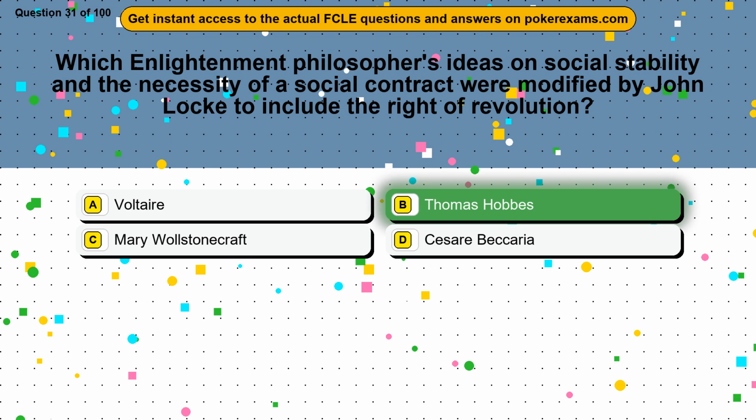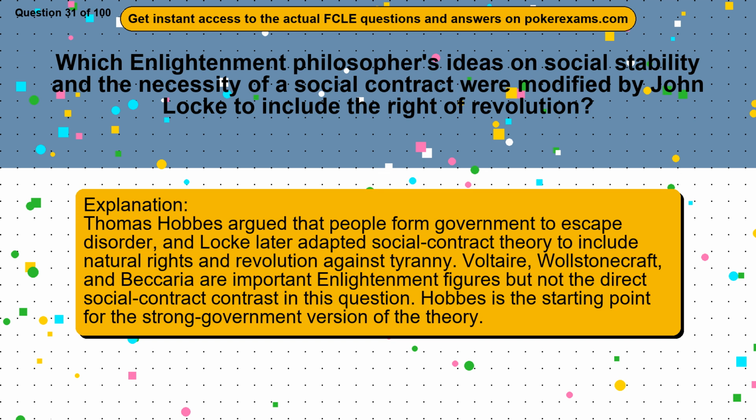Thomas Hobbes. Thomas Hobbes argued that people form government to escape disorder, and Locke later adapted social contract theory to include natural rights and revolution against tyranny. Voltaire, Wollstonecraft, and Beccaria are important Enlightenment figures but not the direct social contract contrast in this question. Hobbes is the starting point for the strong government version of the theory.